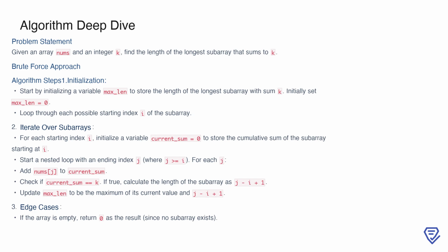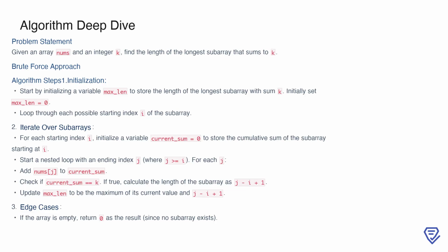This variable will help us calculate the cumulative sum of the subarray as we iterate through the elements. Using a nested loop, we consider every possible ending index j for the subarray starting at i. At each step, we add the value of nums[j] to current_sum and check if it equals k. If it does, we calculate the length of the subarray as j - i + 1 and update max_len to store the maximum length found so far. This ensures we capture the longest subarray that satisfies the condition.